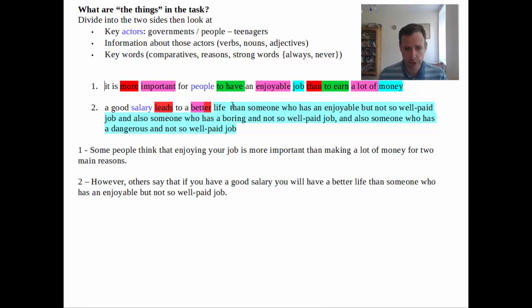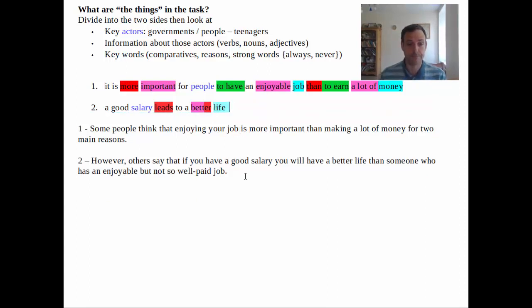Okay. So let me get rid of that again. And someone has an enjoyable, not so well-paid job, better life. Bang, I'll get rid of that. Okay, so I've kind of limited it. Why did I limit it? Because it's such a broad topic, this idea of a better life. It's quite difficult. So that's why I limited it. Is it dangerous? Yes, it is dangerous.